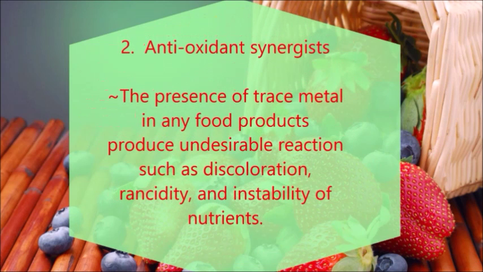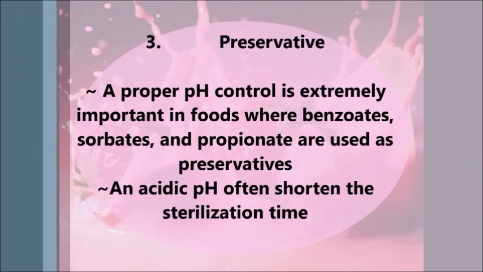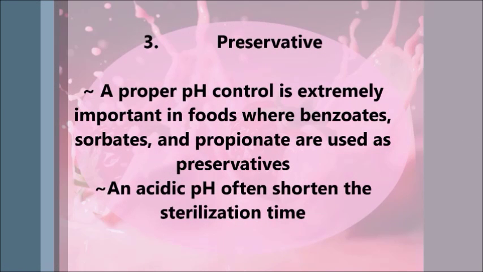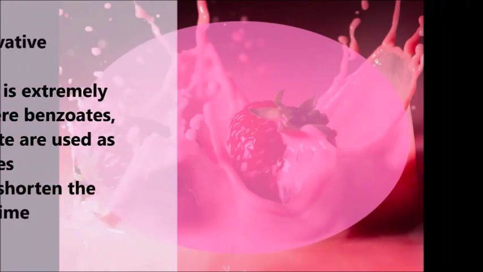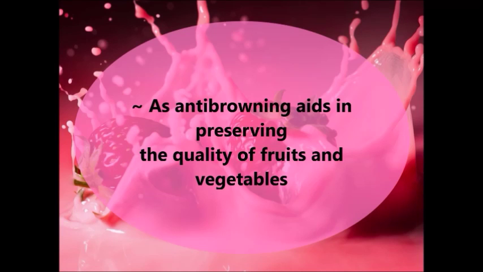The second function of using acidulants in food is antioxidant synergist. The presence of trace metal in food products produces undesirable reactions such as discoloration, rancidity, and instability of nutrients. Thirdly, acidulants also act as preservative. A proper pH control is extremely important in foods where benzoates, sulfates, and propionate are used as preservatives. Next, an acidic pH often shortens the sterilization time. Acidulants also act as anti-browning aids in preserving the quality of fruits and vegetables.